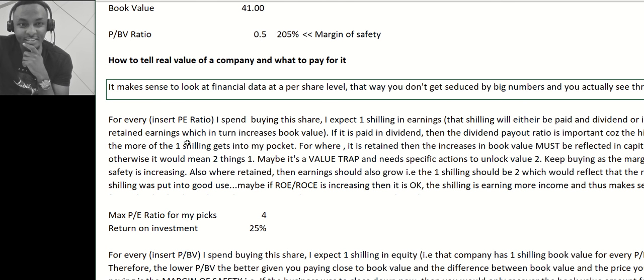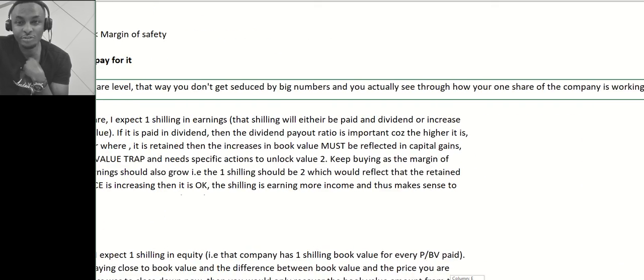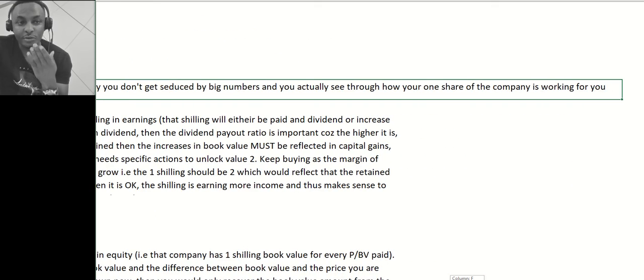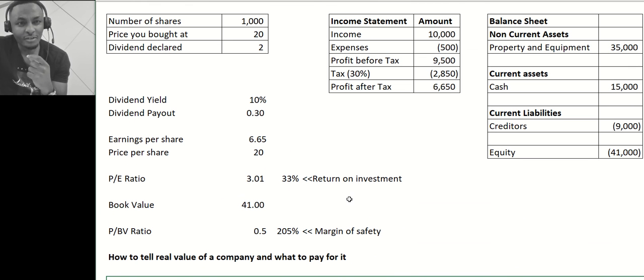So here I was saying that it makes sense to look at financial data at a per share level. That way you don't get seduced by big numbers and you actually see through how your one share is working for you. The beauty of looking at numbers this way, I also found that I used to make the mistake of thinking a share that is worth 300 is expensive. But once you go through the mechanics and look at the numbers per share, you can actually find out that a share that is worth 1 shilling at the NSE is more expensive than a share that is 100. And the only way to do that is to break it down per share.